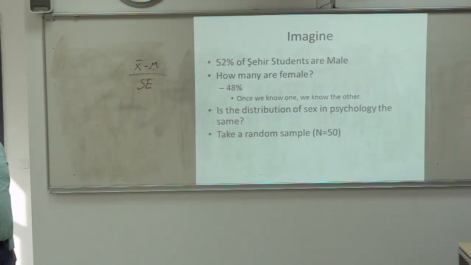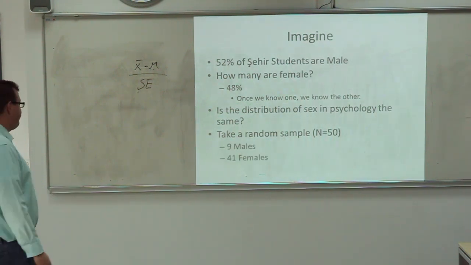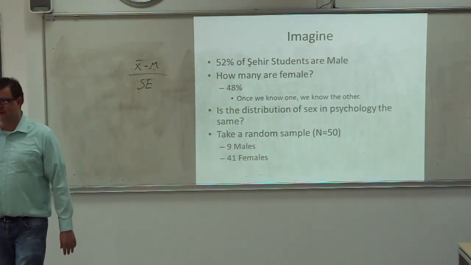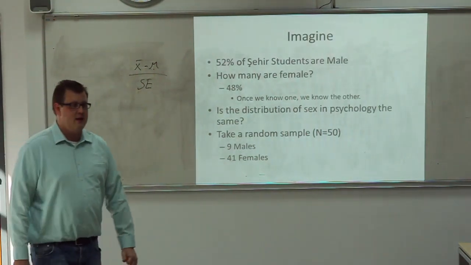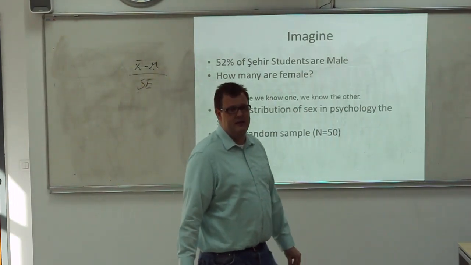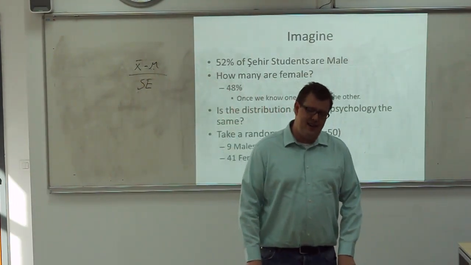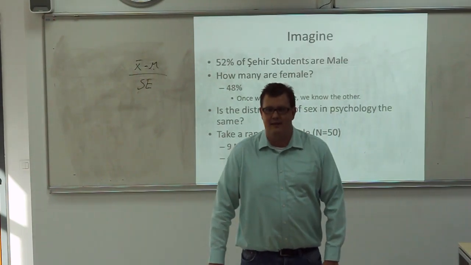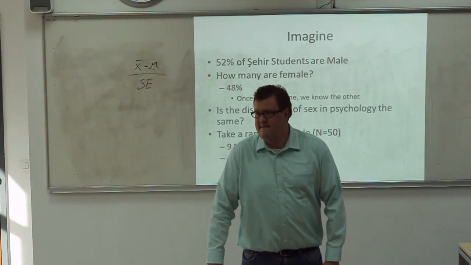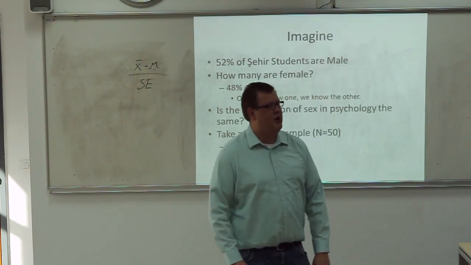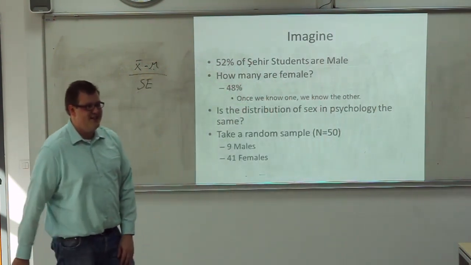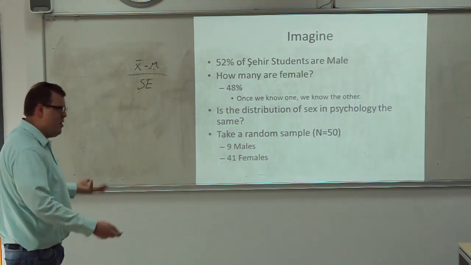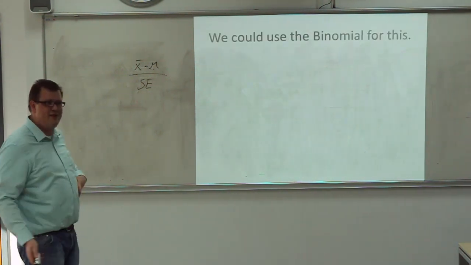Take 50 students. And we'll figure out whether they're male or female. And 9 of them say that they're males, and 41 say that they're females. Is this statistically significant? Yes. It is. But how could you know if you didn't know? Use chi-square. Beautiful. Or what else could you use? Binomial. You can use a binomial.